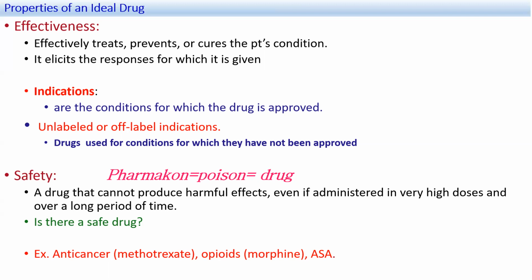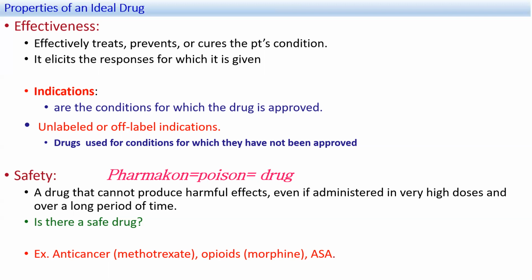For example, this drug is produced and released in the market to treat, let's say, diabetes, but we also found that it can, to some extent, have a positive effect on treating blood pressure. So this is called the unlabeled use. Blood pressure is the unlabeled indication or off-label indication. So these are drugs used for conditions for which they have not been approved.